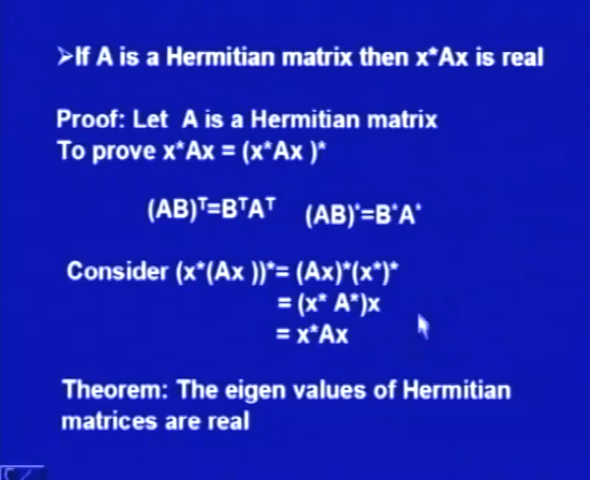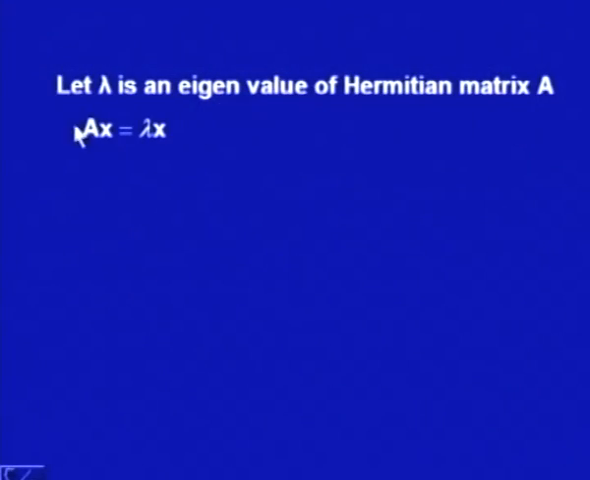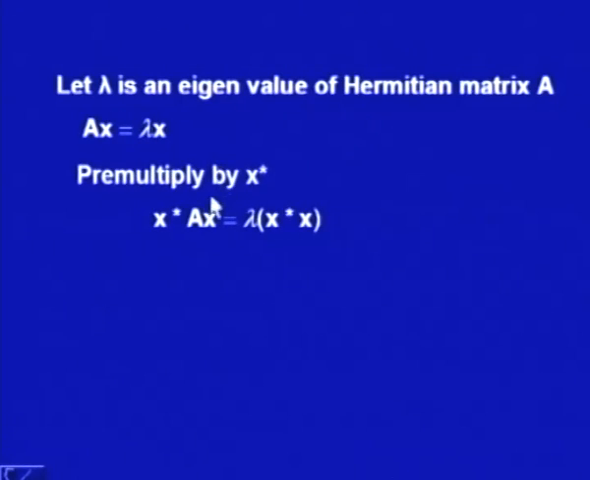Now on the basis of this result, we will prove that the eigenvalues of Hermitian matrices are real. So let us see how we prove this result. Let us take lambda as an eigenvalue of the Hermitian matrix A. Then we can write Ax is equal to lambda x, x being the eigenvector corresponding to eigenvalue lambda, and A is Hermitian. We pre-multiply this equation by x star. So we will have x star Ax is equal to lambda x star x.